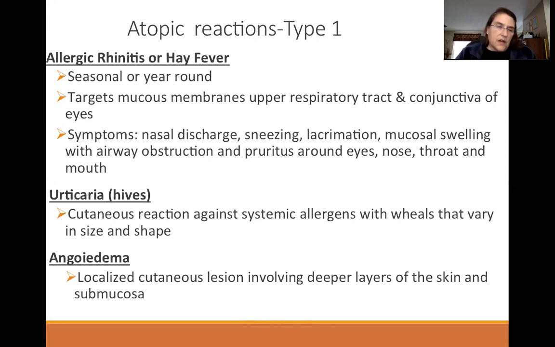You might also have someone come in with hives or urticaria. These are cutaneous reactions against systemic allergens with wheals that vary in size and shape. And then angioedema, which are localized cutaneous lesions involving deeper layers of the skin and submucosa.